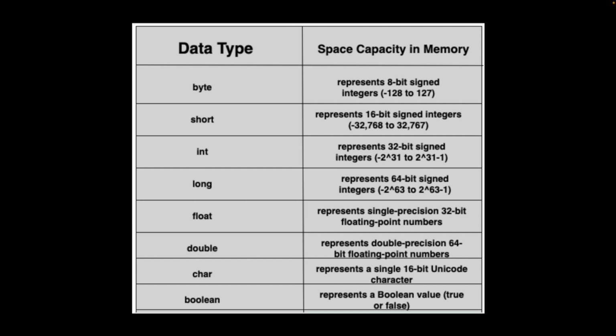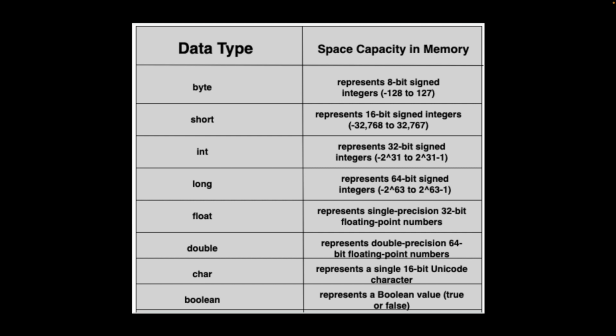32,768 to positive 32,767, right? And you have an int, which is 32-bit signed integers from -2 to the 31st power to +2 to the 31st power -1, right? And you got longs, 64-bit signed integers, which is basically a double of that last value, -2 to the 63rd power to +2 to the 63rd power -1, and so on and so forth.